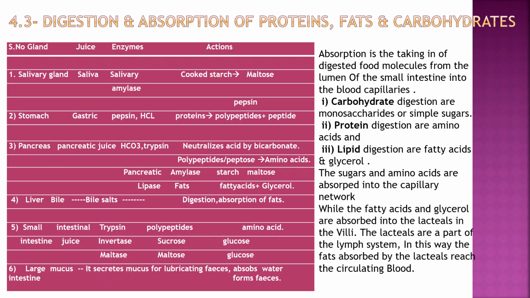These sugars and amino acids are absorbed into the capillary network, and fatty acid and glycerol are absorbed into lacteals in the villi. The lacteals are part of the lymph system. In this way, the fat absorbed by lacteals reaches the circulating blood.